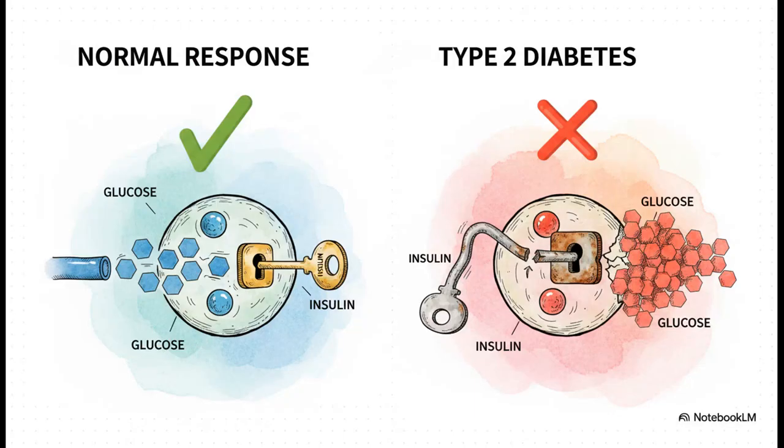And this right here shows you the result of that rusty lock. On the left, you see how it's supposed to work. Insulin does its job, glucose gets into the cells, and blood sugar stays nice and balanced. But on the right, with type 2 diabetes, that signal is broken. The glucose is essentially locked out of the cells, so it starts to build up in the blood. That's what we call hyperglycemia, or high blood sugar.